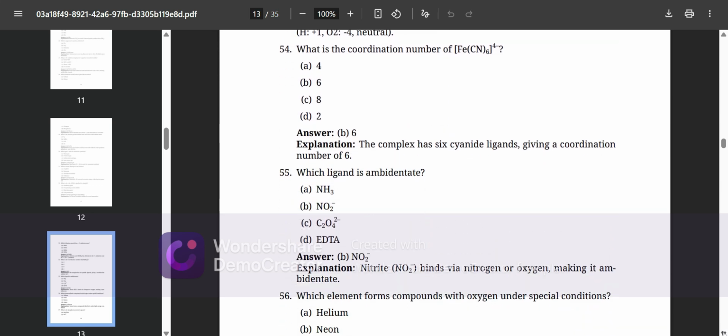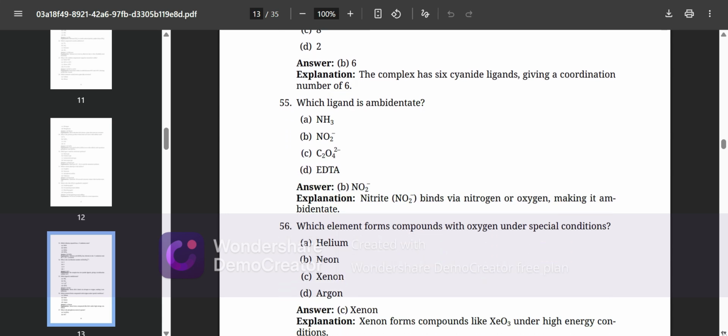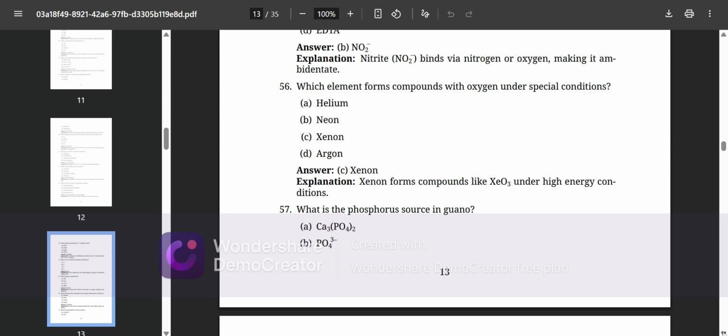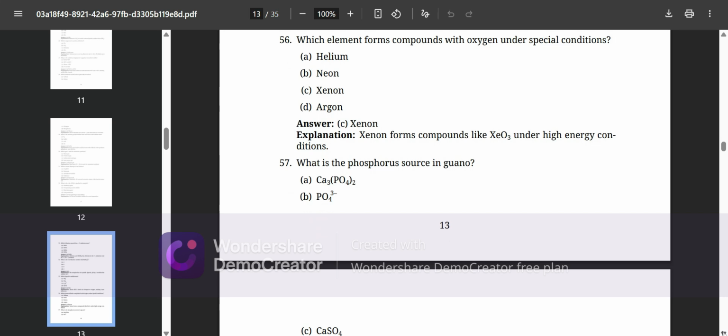What is the coordination number of Fe(CN)6 4 minus? 6. The complex has 6 cyanide ligands, giving a coordination number of 6. Which ligand is ambidentate? NO2 minus, nitrite. NO2 minus binds via nitrogen or oxygen, making it ambidentate. Which elements form compounds with oxygen under special conditions? Xenon forms compounds like XeO3 under high energy conditions.